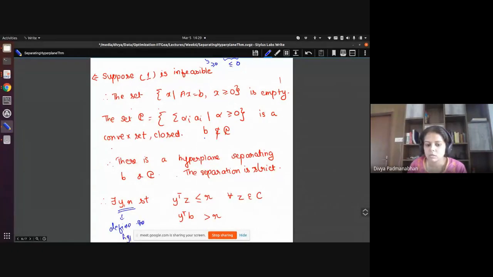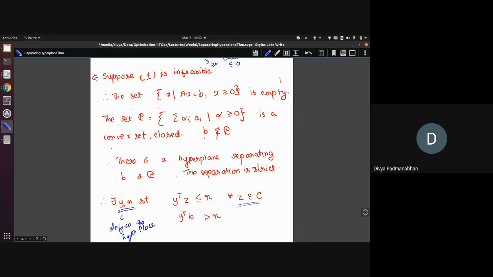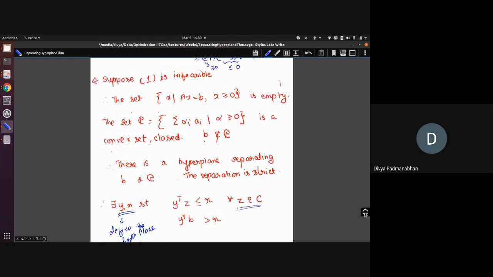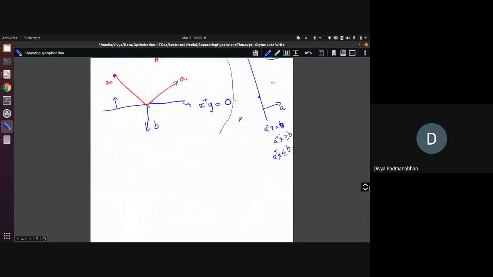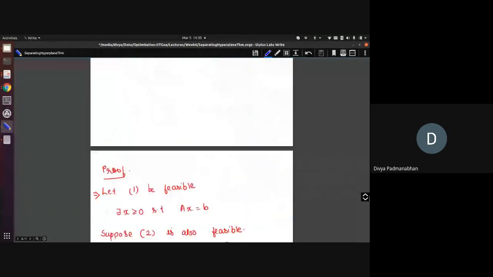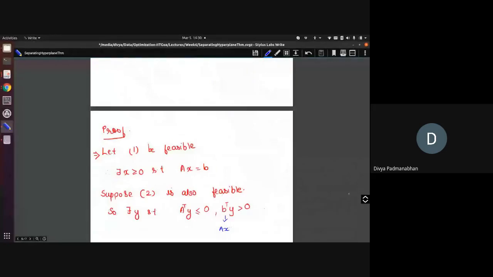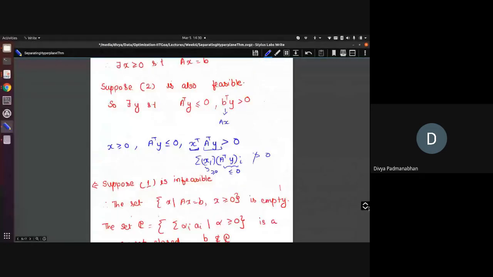So you have this vector y and some r, such that for any z in this cone, y transpose z is less than or equal to r, and y transpose b is strictly greater than r. Now this is a hyperplane, but what we had here was something stronger: that A transpose y is less than or equal to 0. So the claim was that you can have a hyperplane such that this r is 0.